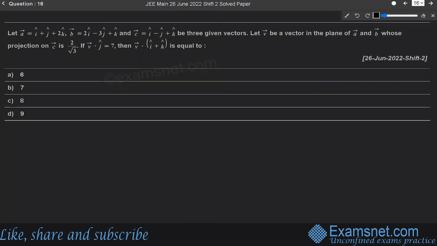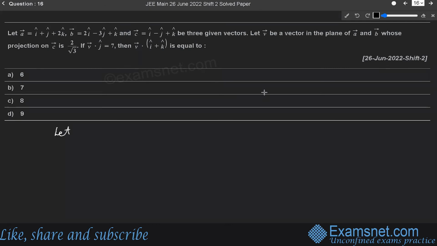Next question is, let A vector be equal to i plus j plus 2k, B vector be equal to 2i minus 3j plus k, and C vector be equal to i minus j plus k, three given vectors. Let V vector be a vector in the plane of A vector and B vector whose projection on C vector is 2 upon root 3. If V vector dot j is equal to 7, then V vector dot (i plus k) is equal to.